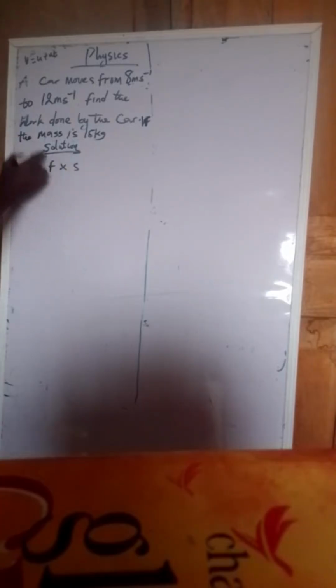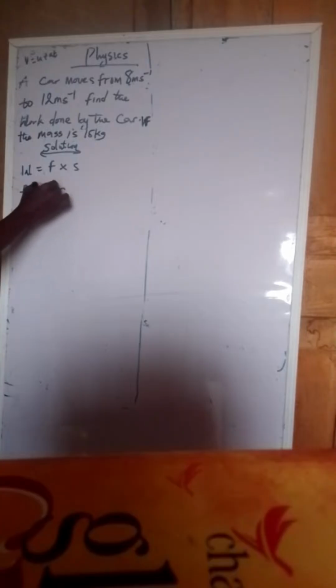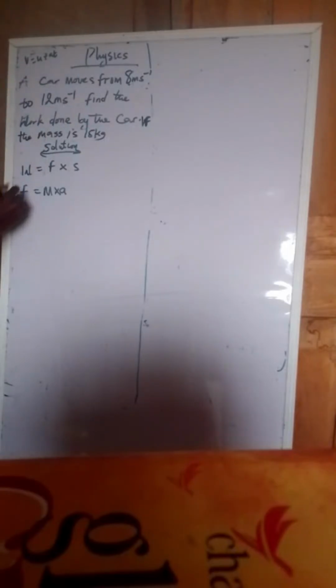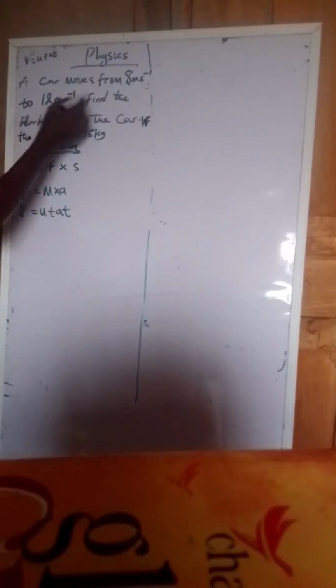Now, this one is a moving force, so it will involve acceleration. Now, force is equal to m times a. Now let's take a look at this. We have velocity here. Let's say, according to the first equation of motion, v is equal to u plus at. And what is our v? Our v is the final velocity, which is 12, and the initial velocity u is 8.